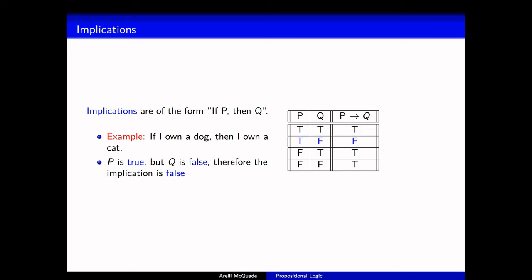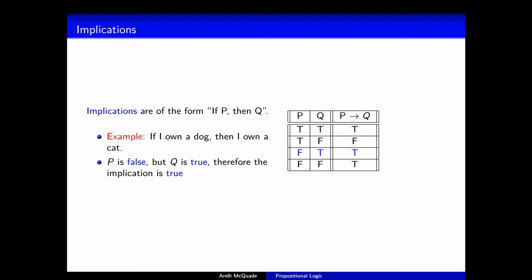The second row, we see that we have P is true, so I own a dog, but I do not own a cat. Now this is false, and I feel that this is pretty intuitive. We're saying that I own a dog, but I don't own a cat. So clearly it is not "if I own a dog, then I own a cat", because I don't own a cat. So the statement is false.